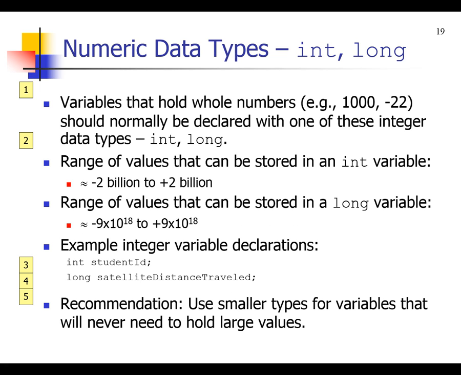Variables that hold whole numbers, such as 1,000 or negative 22, those are going to be integers or longs, like I told you. Right? And I'm sorry, when I was thinking 65,536, I was thinking of binary. But it has a range of about 4 billion. So it can go to 2 billion or less than 2 billion. Okay?